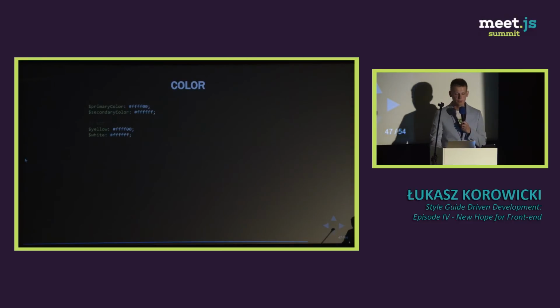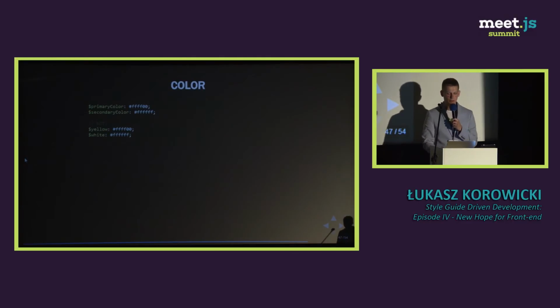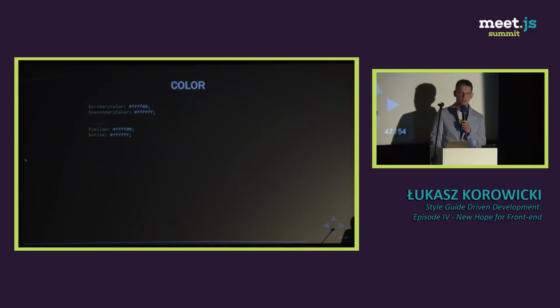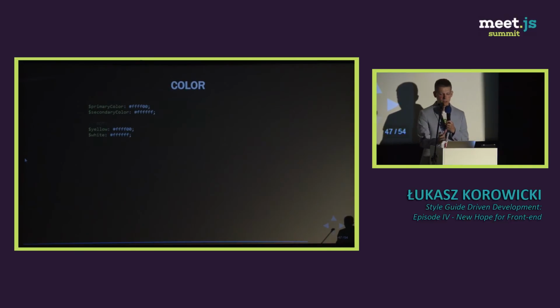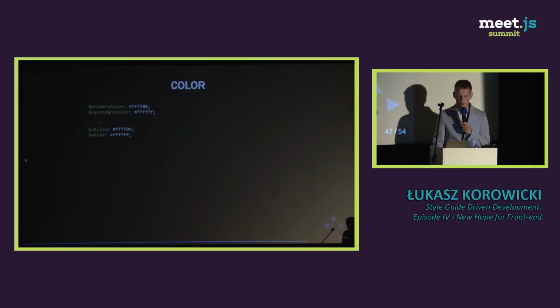So if we have a color, we should stick to some convention, like we use primary and secondary color, not yellow or white, because when we want to change some color, when we change it in the yellow variable, we can have a green color named with the yellow variable. So it might be a bit confusing.